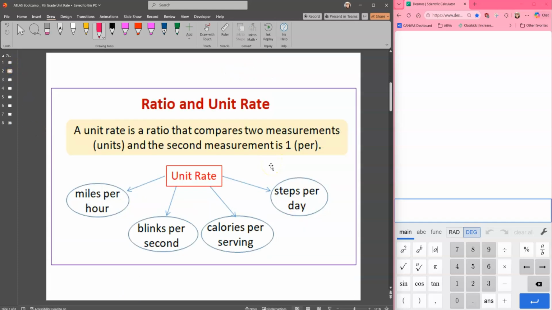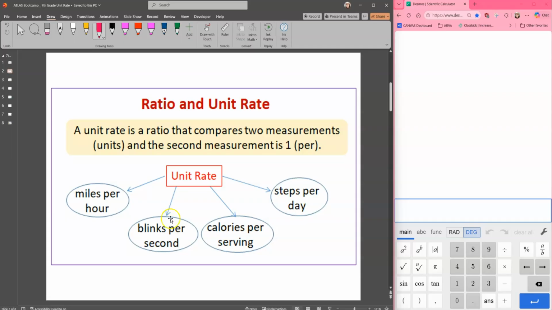So let's talk about ratios and unit rates. A unit rate is a ratio that compares two measurements, the units, and the second measurement is 1 per something. And that's just a fancy way of saying when you're driving in your car and you check to see how fast you're going, we think about that in terms of miles per hour. How many miles am I going to travel if I continue at this speed per 1 hour? If I'm going 60 miles an hour, then in 1 hour, how many miles will I have traveled?